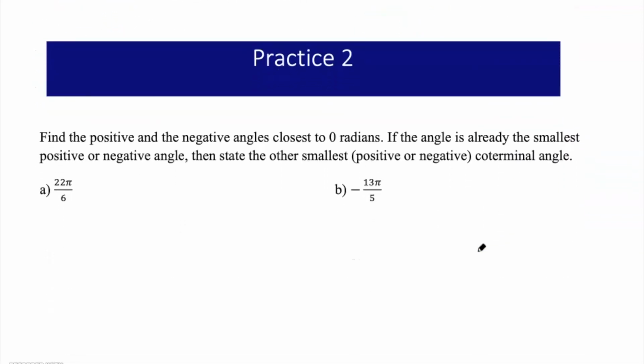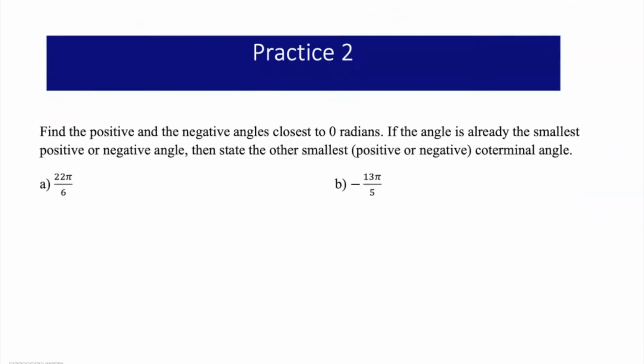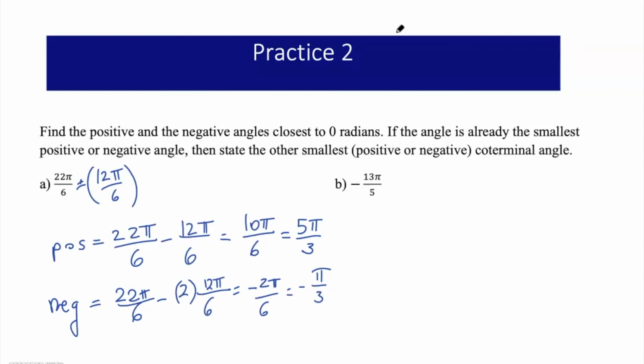Try it yourselves, try practice 2, and then check your answers. So for the first one, I'm adding or subtracting 12 pi over 6. I subtract once and I get 10 pi over 6, which is 5 pi over 3. And that's the smallest possible positive angle. And if I subtract 12 pi one more time, so 22 pi over 6 minus 2 times 12 pi over 6, I will get negative 2 pi over 6, which is negative pi over 3.